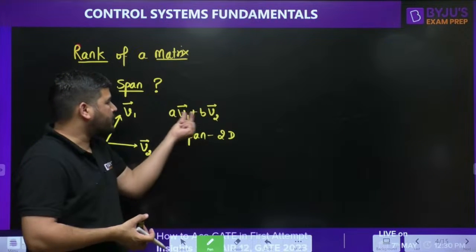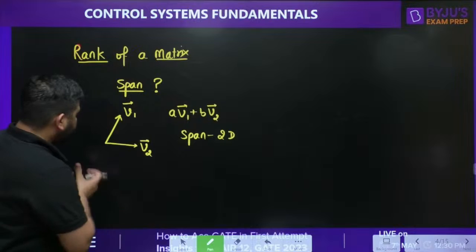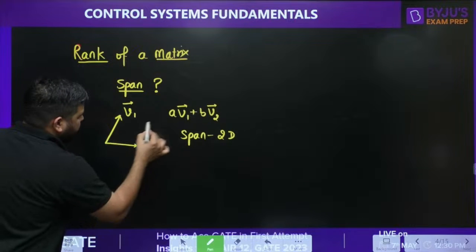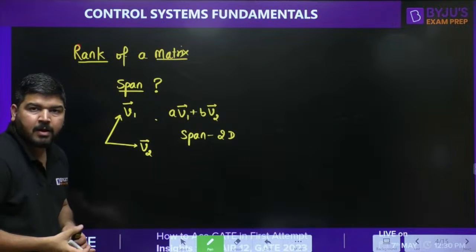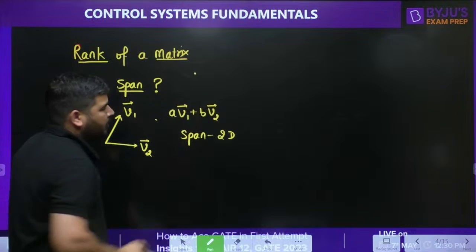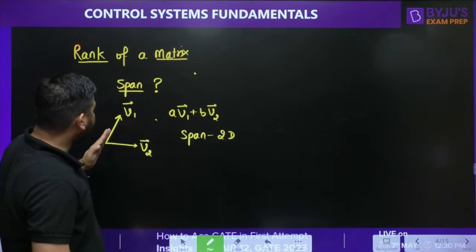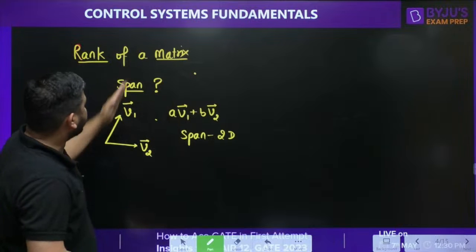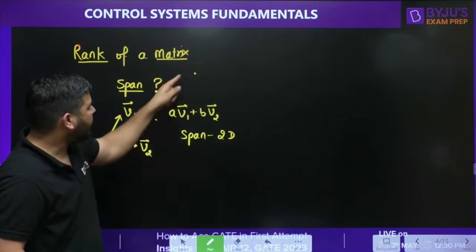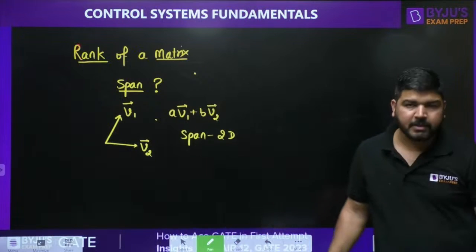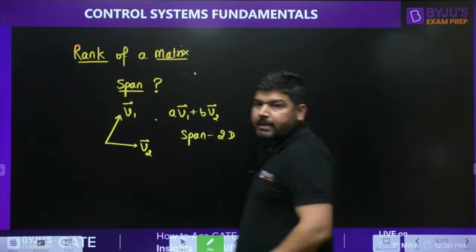Let's say a is 1 and b is also 1. Then if you take 1 v1 plus 1 v2, the resultant will be somewhere here. If you want to reach another point, you can reach it by adjusting a and b. At any point you can reach using the combination. So we call it span.